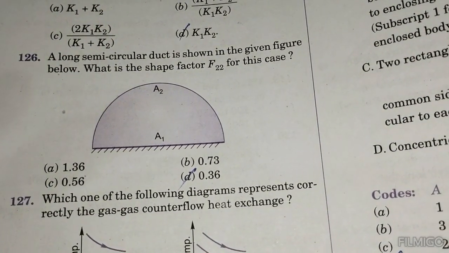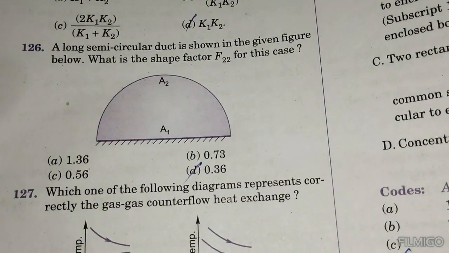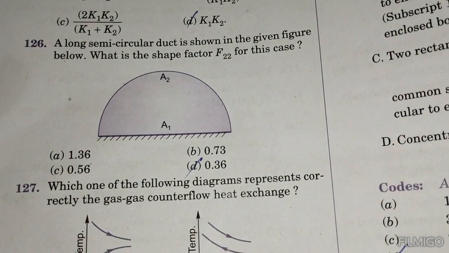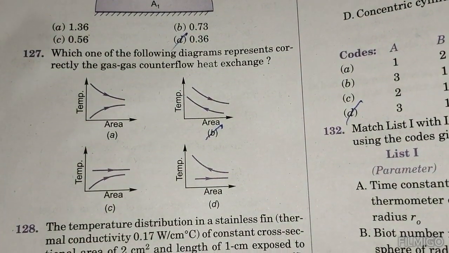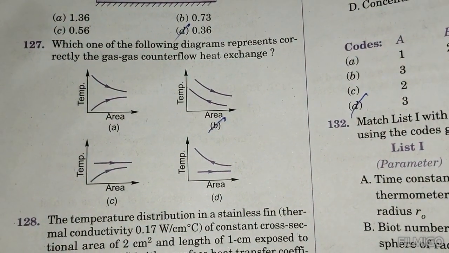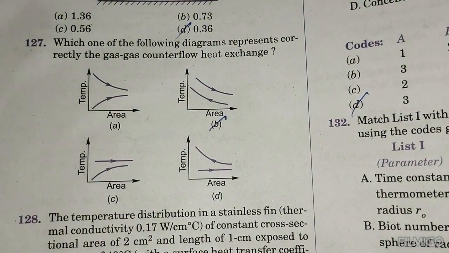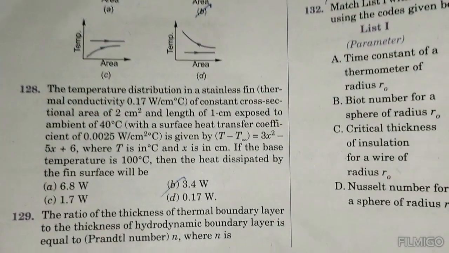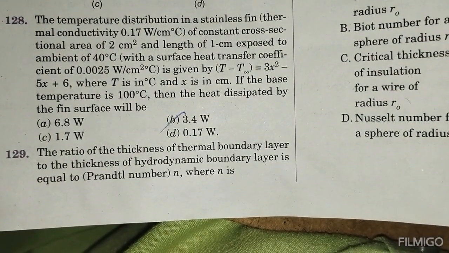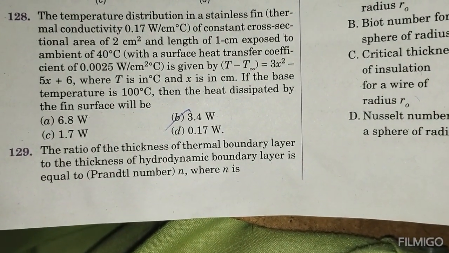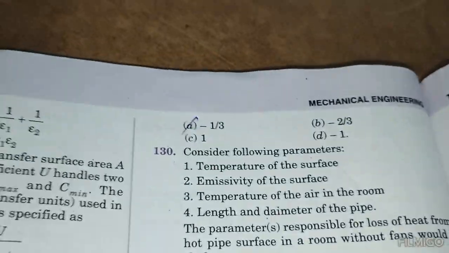A long semi-circular duct is shown in the given figure below. What is the shape factor F22 for this case? 0.36. Which of the following diagrams correctly represents a gas counterflow heat exchanger temperature profile? The ratio of the thickness of the thermal boundary layer to the thickness of the hydrodynamic boundary layer is equal to Prandtl number to the power n, where n is −1/3.